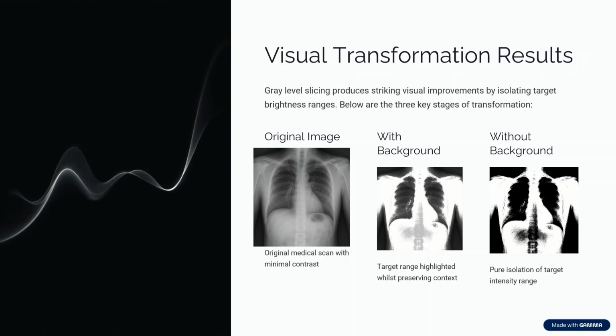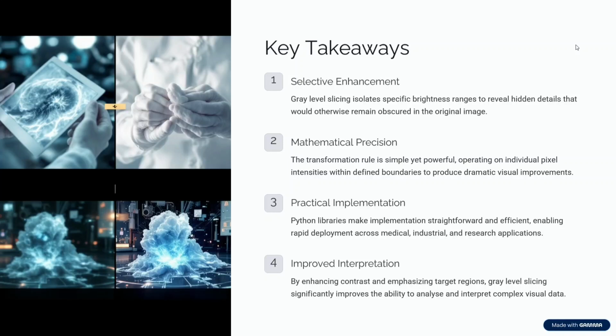So that was all about gray level slicing in image processing. Let's quickly look at the key takeaways. First, selective enhancement. Gray level slicing helps reveal hidden details by isolating specific brightness regions. Second, mathematical precision. It works on pixel level intensity, creating sharp and focused visual improvements.